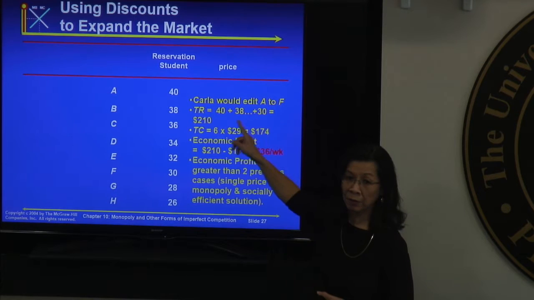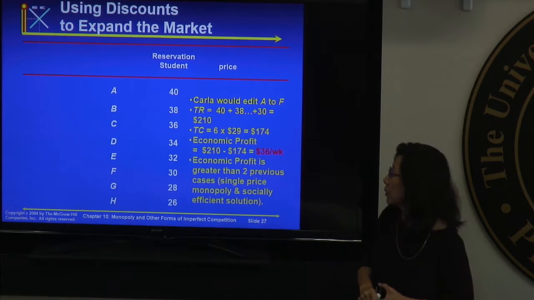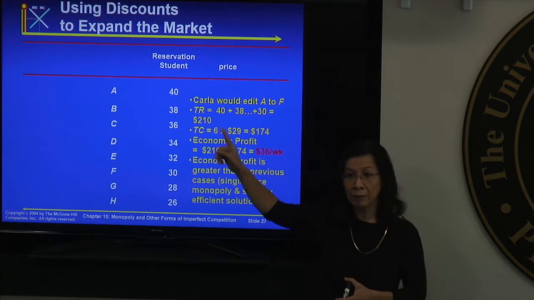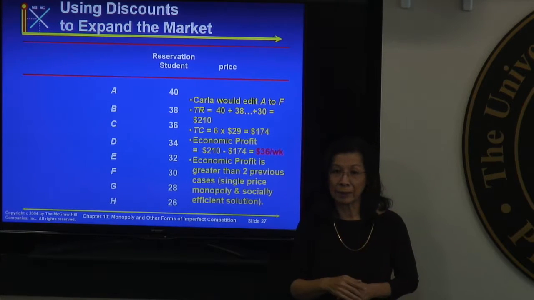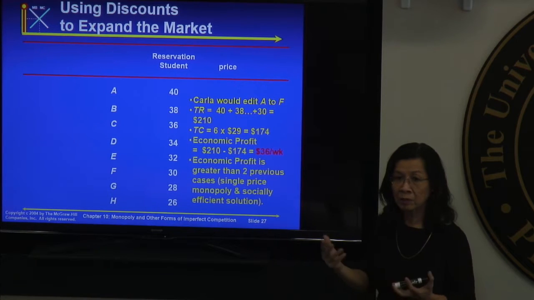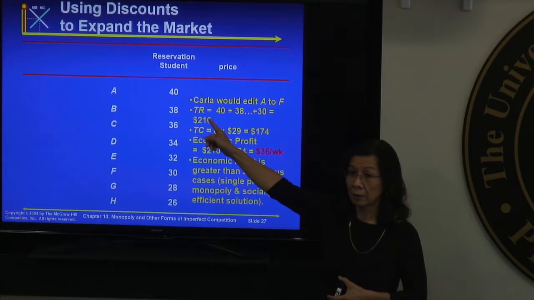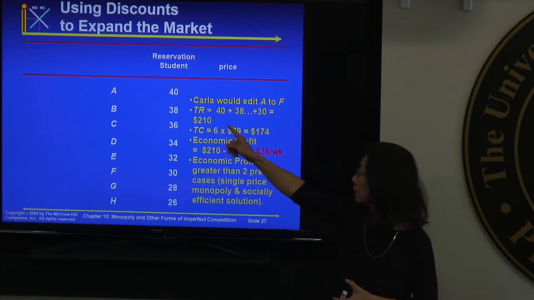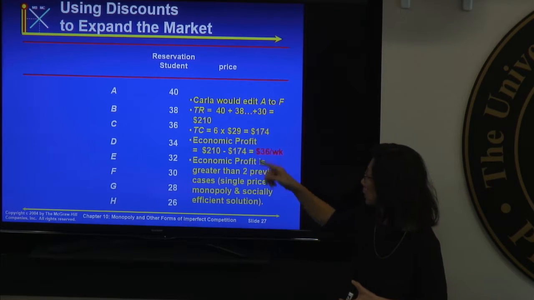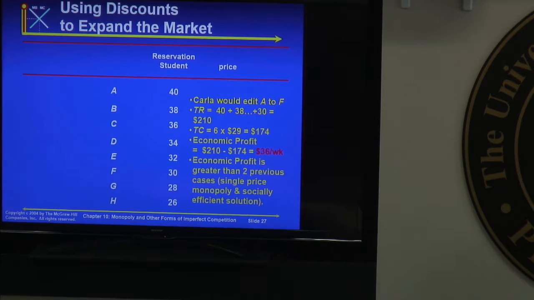So if you do that, if your calculator calculates that, you should get 210 for your total revenue, and straight away you see that's higher than 180 in the previous case. Now the total cost is the same, 6 students times 29, 174, but the difference is right here. Straight away, $20 different. So then you take the difference between the two, 210 minus 174, you get $36 per week. That is the highest.